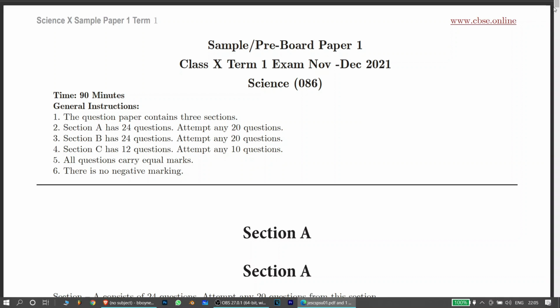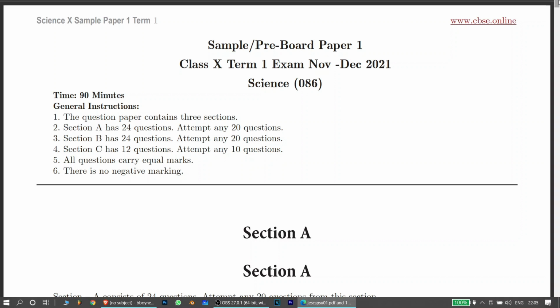Today I have come up with the sample paper for you guys. So this is sample paper 1 which we are going to solve. We are going to solve it in 3 parts. Today we are going to solve only 15 questions and then in another 2 parts we are going to cover the entire sample paper. So please watch all the videos.